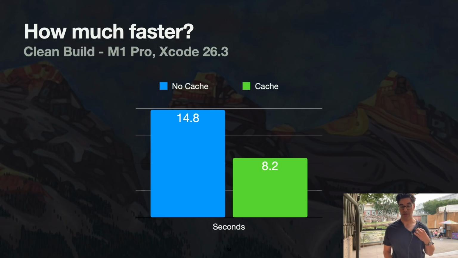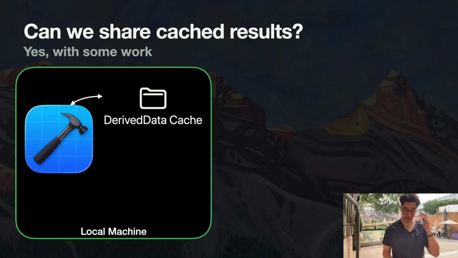With the cache turned on and primed, a clean build takes about 8.2 seconds. So I could delete the folder, clone fresh, and I'll get almost a 50% speed up in my build times. So that's great for local. You're kind of wondering now, okay, what about CI? What about helping my friends, helping my colleagues?